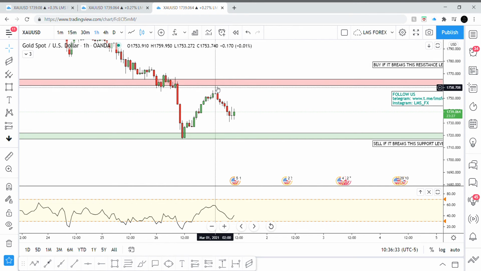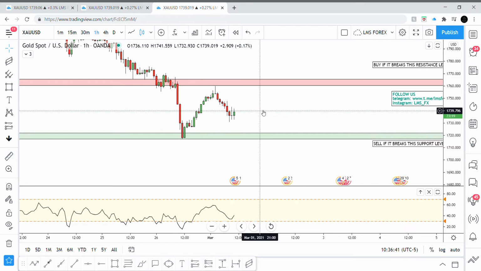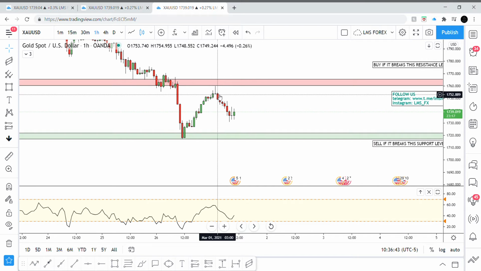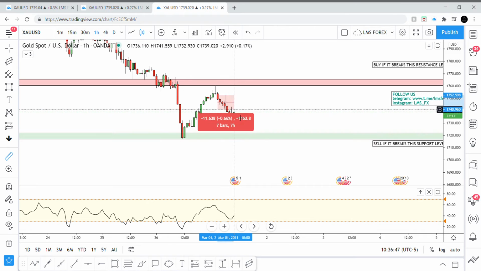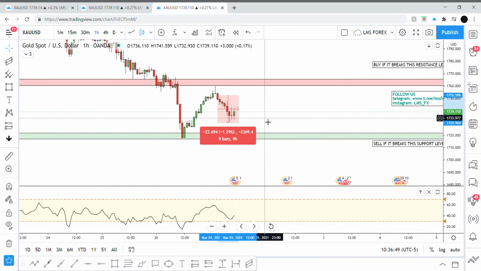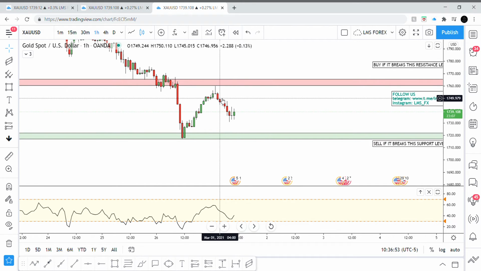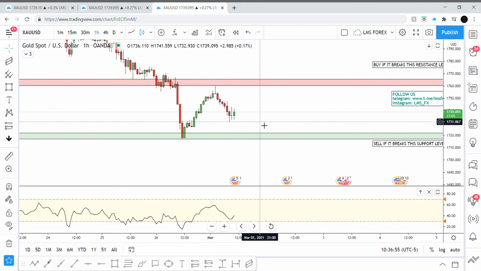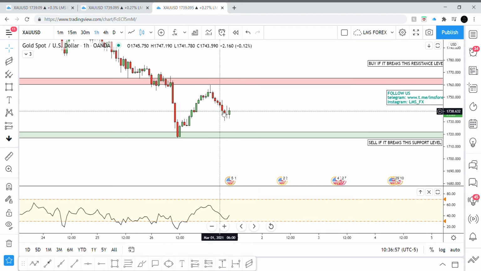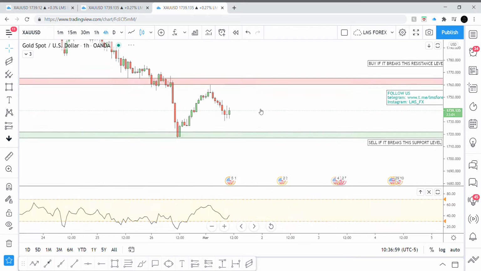Like this was perfect right here, you see, and this happened at what time? At 3 in the morning, when London opened. So this was perfect. This move was excellent. Look, this move right here was 226 pips. At that point I'm sleeping, so I can't see this trade, but that happened. Okay, let's go to the next one.